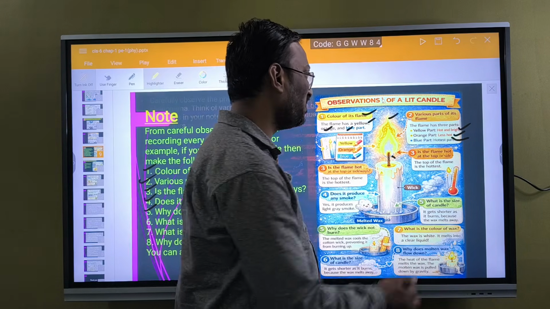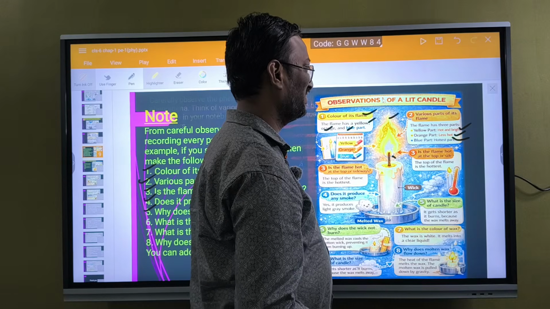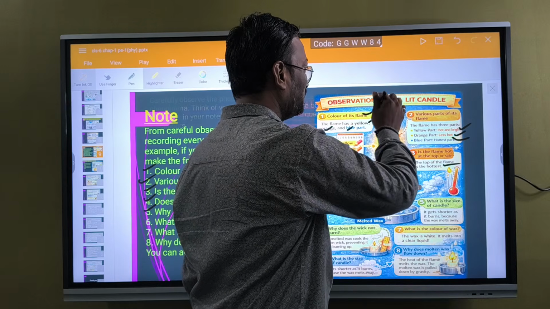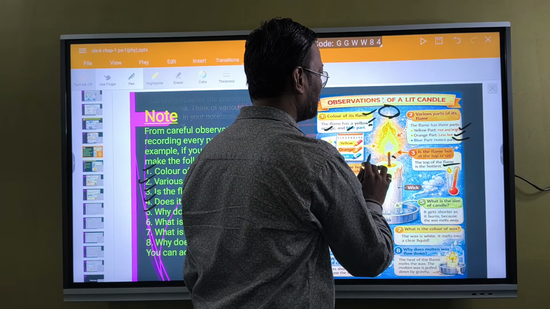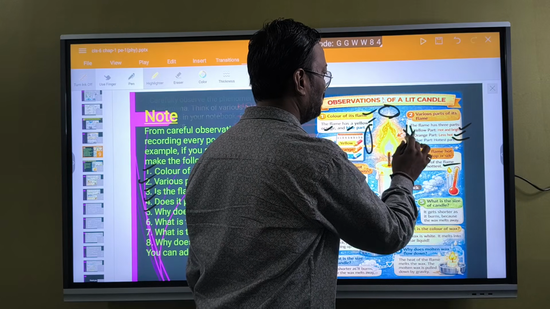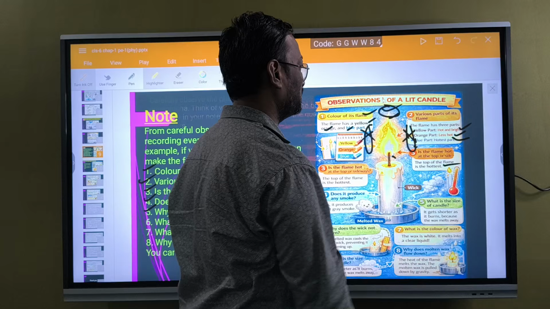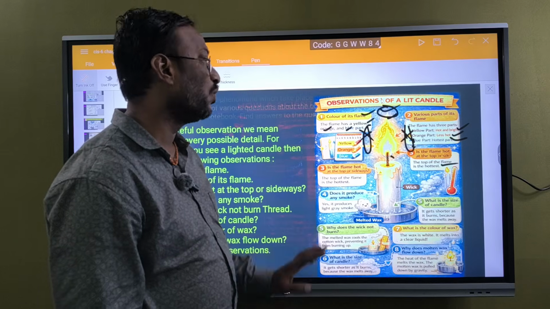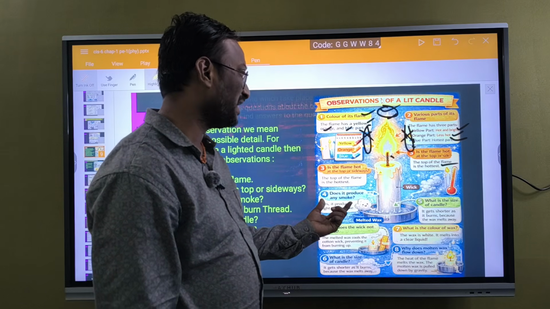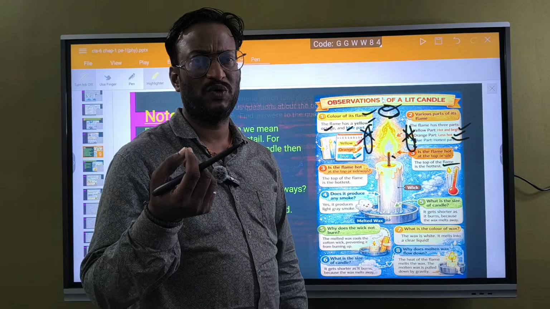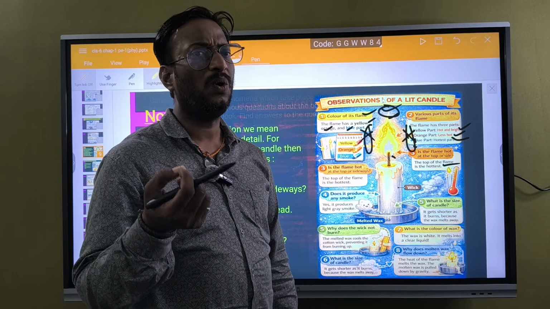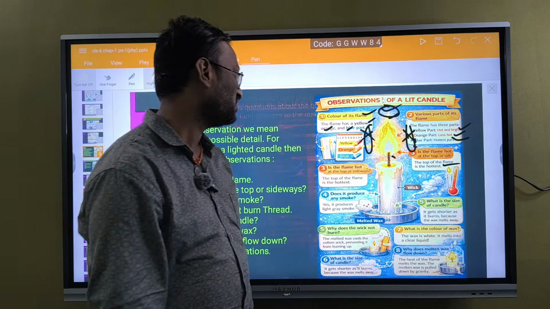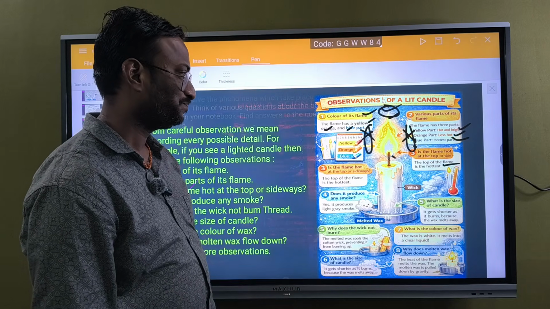Next, go for the third question. Is the flame hot at the top or the side? The top of the flame is the hottest. The sideways are not hot, and the top will be the hottest part. Alright, this is the same question, there is no need to discuss. Does it produce any smoke? Yes, it produces a light grey smoke. I mean the candle will produce very low smoke, which is grey in color.